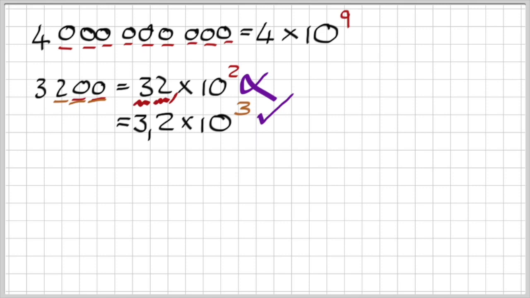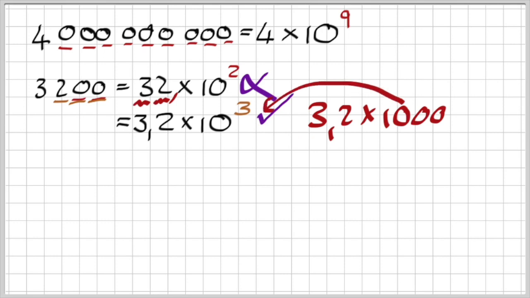now, how many decimals were there? There's a 0, 0, and a 2. So that's why there's a 3 there. Must it always be that way? Actually, yes. Because this is 3,2 times 1,000, which again is 10 to the power of 3.